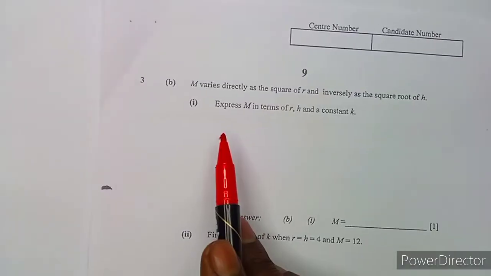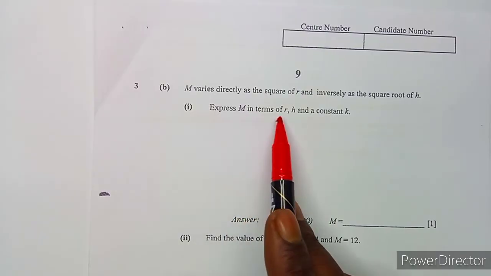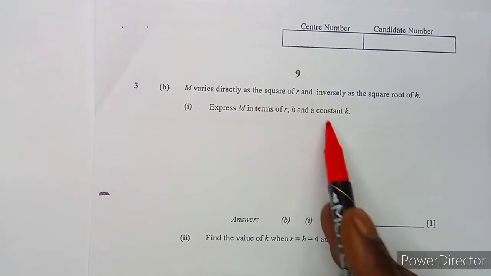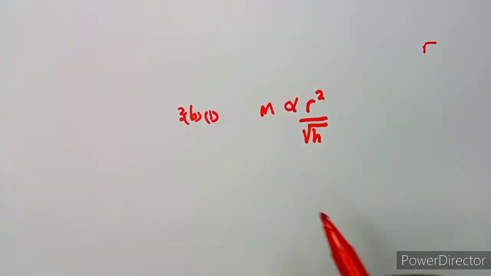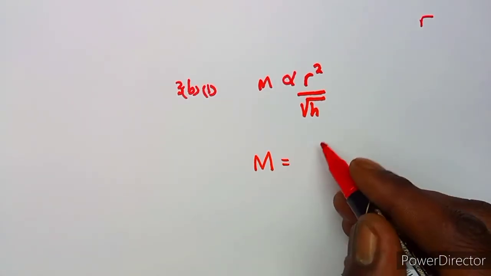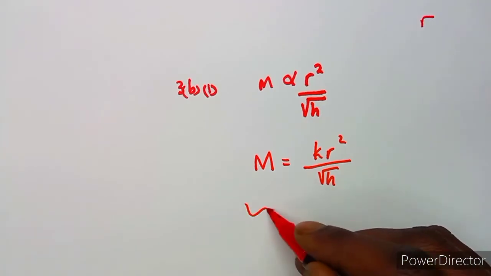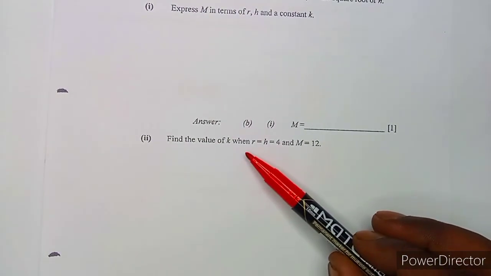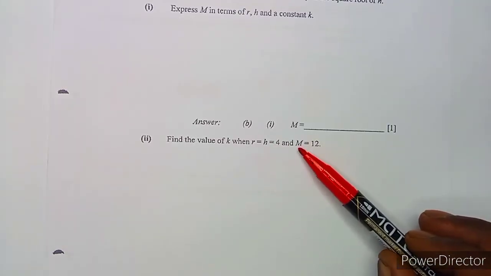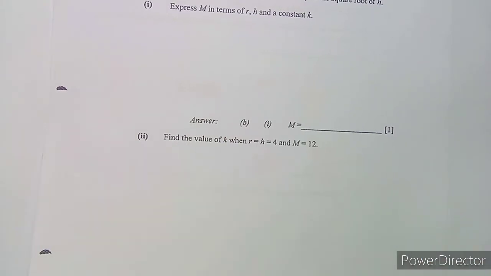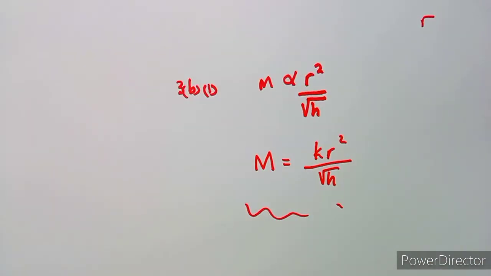So now we are asked to express m in terms of r and h and a constant. We are told the constant to use here, which is k. So we are going to introduce the constant that you are given. So m is equal to k r squared over the square root of h. And find the value of k. We are now given that r and h are equal, and m is 12. So find the value of k. We are simply substituting this information.